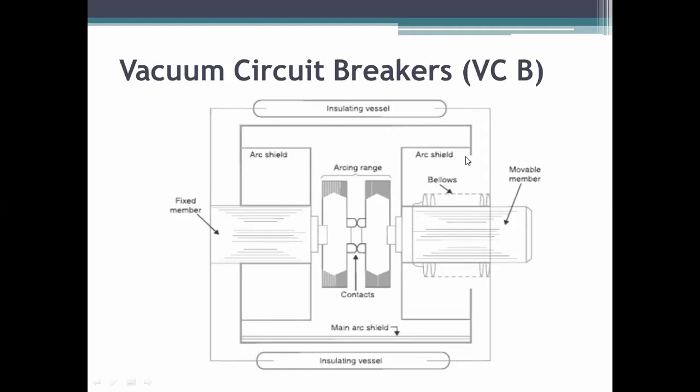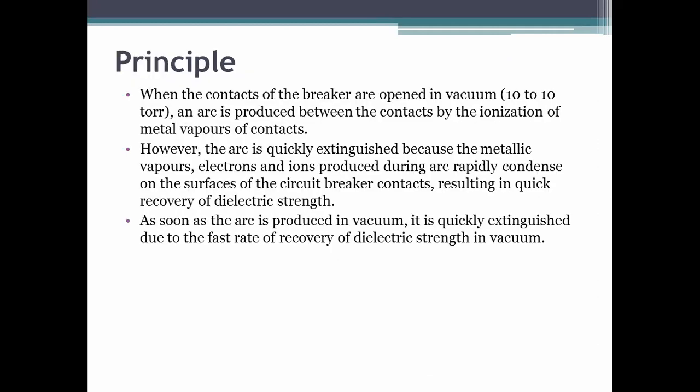There are two contacts here: one is the fixed contact, another is the moving contact. When we move the movable contact, the vacuum may leak out. For that purpose, we are using bellows here, so that the vacuum will remain as it is. And these are the arc shields used here. So this vacuum circuit breaker has different advantages.